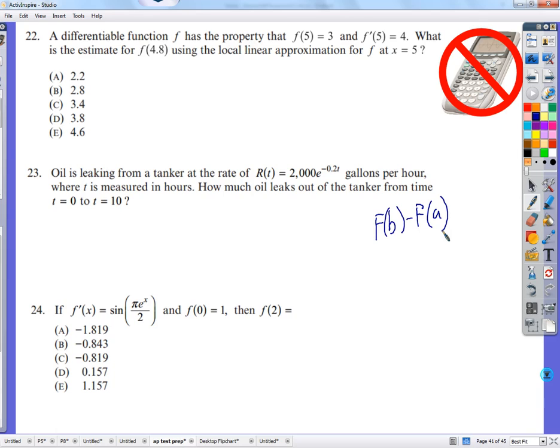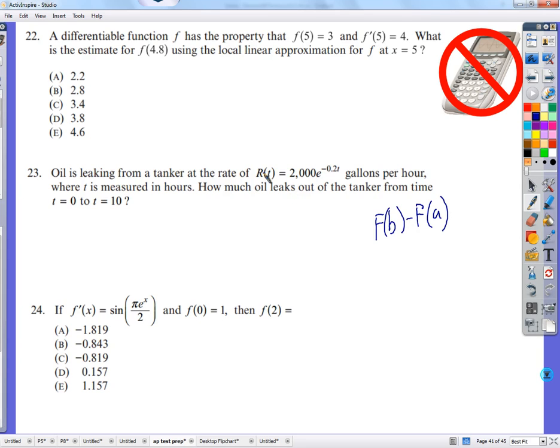Okay. So what we have is that oil is leaking from a tanker at the rate of such and such. So if I plug in 10, that's going to tell me how fast it's coming out. Gallons per hour, where T is measured in hours. How much oil? Do you see how they're different things? This is how fast it's coming out, this is the rate. And this would be just how many gallons.